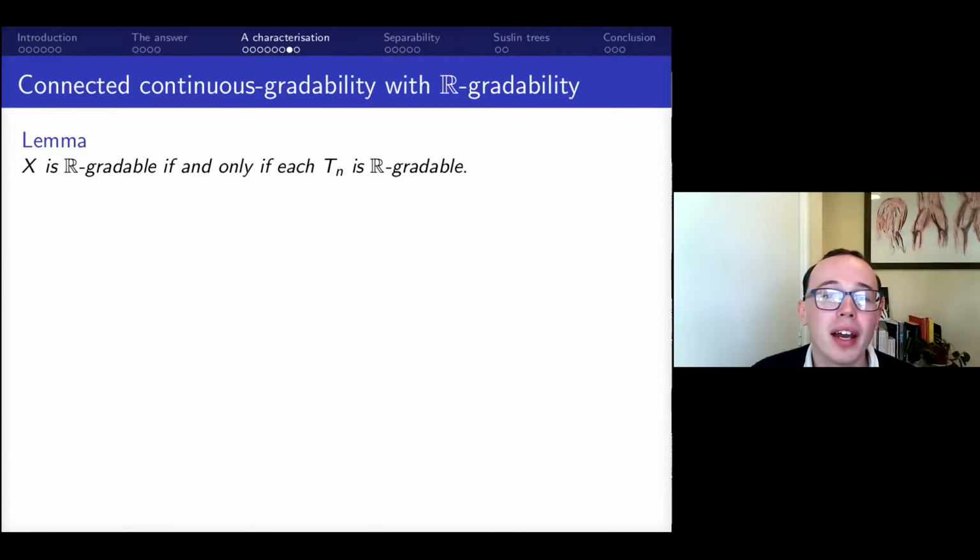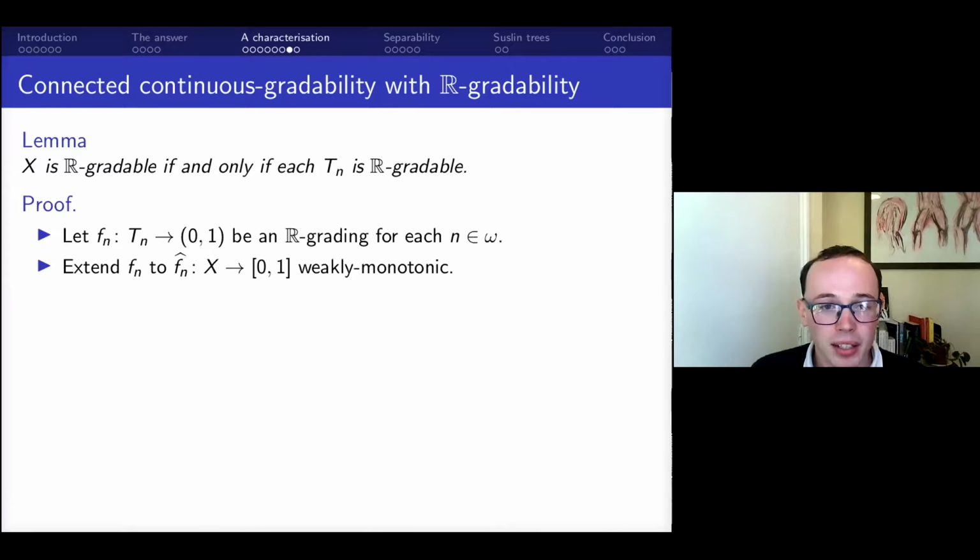Okay, and then the final result, in order to establish the characterization in this section, is relating R-gradability of the original branchwise-real tree X with the R-gradability of each of the approximating well-stratified trees. So the result is that X is R-gradable if and only if each Tn is R-gradable. And here's how we do it. Well, let's assume that each Tn is R-gradable. So we have a function Fn going from Tn, and we can assume that the image is a subset of the open interval 0, 1.